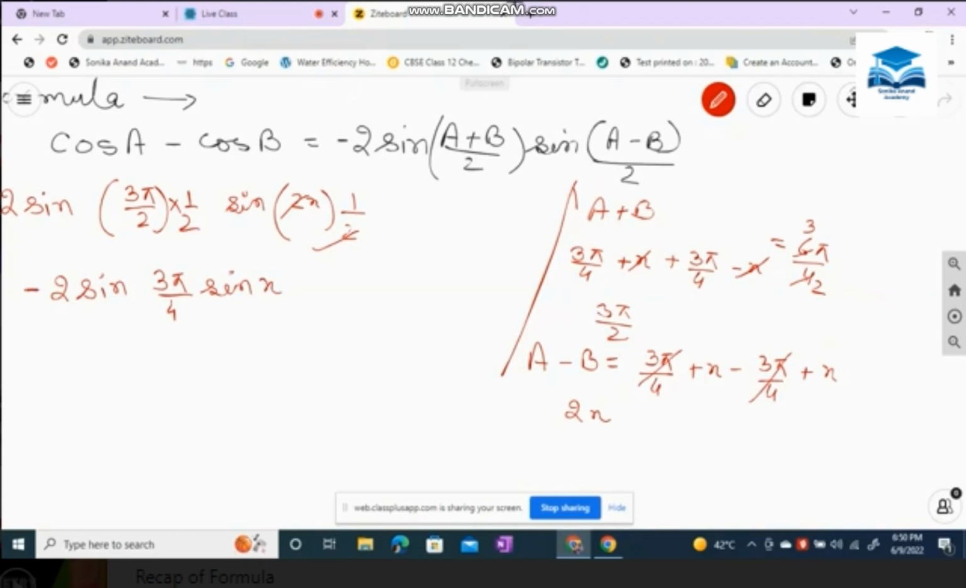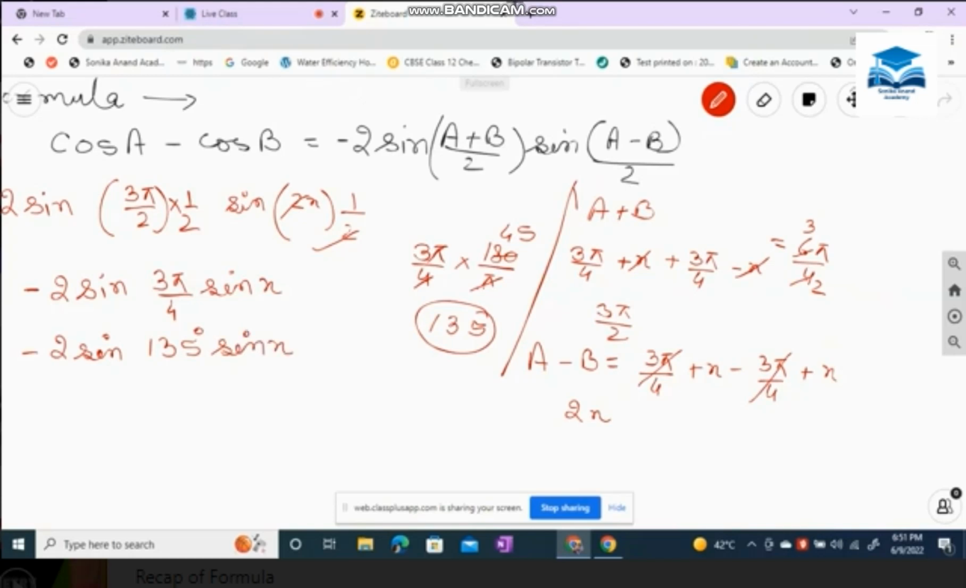Now what is the value of 3 pi by 4? I told you earlier, pi is equal to 180 degrees. Sorry, 180 by pi. It gets cancelled. 45 degree. Okay? 3 times 45, 5 threes are 15, 3 fours are 12, 13, 135 degree. So its value becomes minus 2 sine 135 degree into sine x.